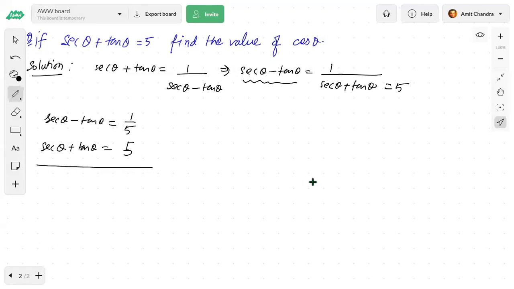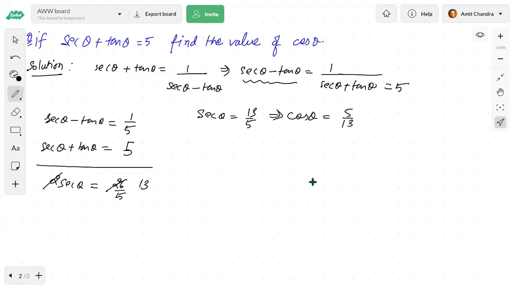So if I add these two, tan theta will get cancelled. So you'll get 2 sec theta is equal to 1 by 5 plus 5, right? So 1 by 5 plus 5 will be 1 plus 25, 26 by 5. This 2 and 26 will get cancelled, so this will become 13. That means sec theta is equal to 13 by 5. So this will give you cos theta as 5 by 13.